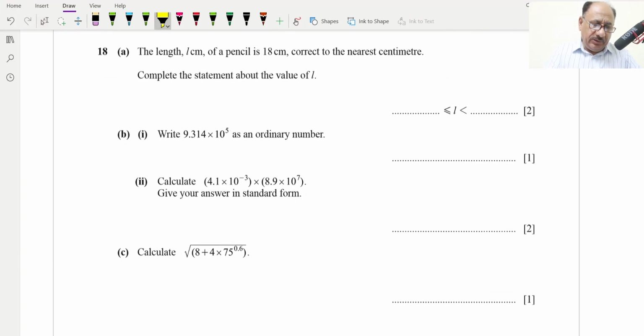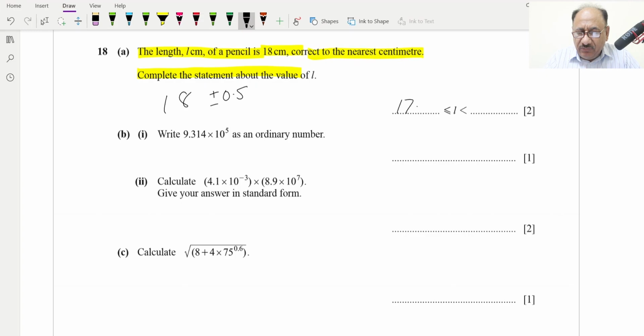Question number 18. The length L centimeter of a pencil is 18 centimeter, correct to the nearest centimeter. Complete the statement. So this is a lower bound, upper bound question. Lower bound will be basically we are adding and subtracting half. So plus minus 0.5, and lower bound will be 18 minus 0.5, so it will be 17.5, and this side will be 18.5. This will be the final answer.